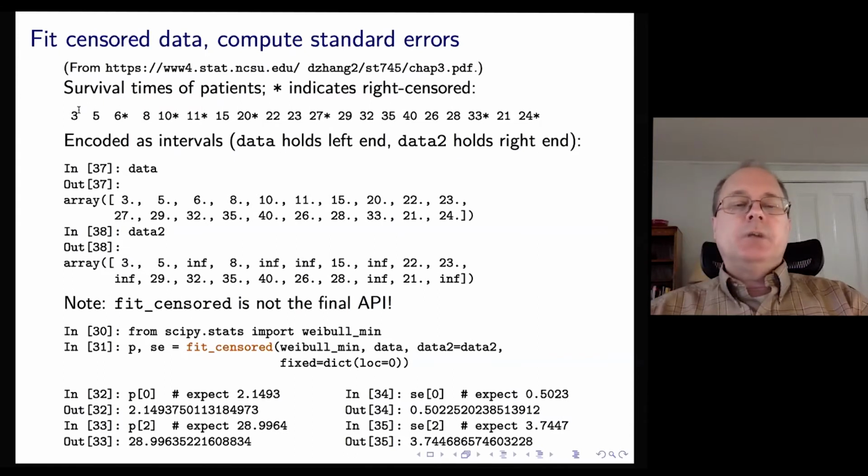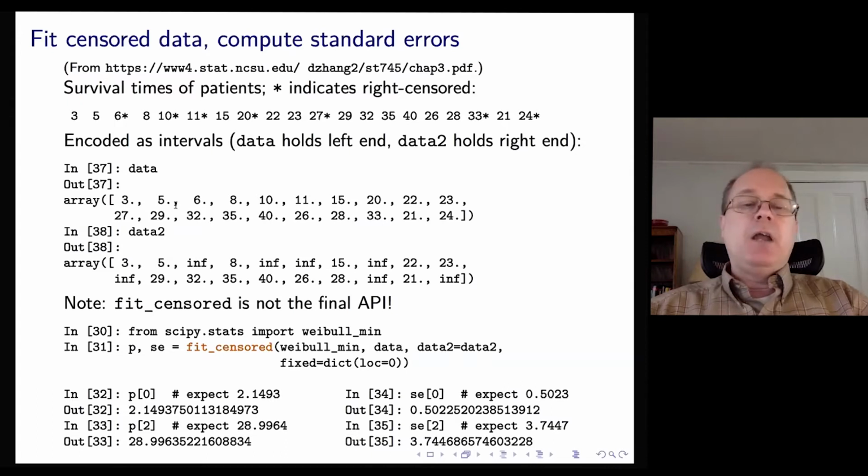My data is these numbers here, 3, 5, 6, 8, 10, and so on. The star means that number is simply a lower bound for the actual value. You don't know the actual value, it's a lower bound. That's called right censored data. And the way I've got my current API set up, when you have censored data, one way to implement that is to give it two arrays, one for the left end of your interval, one for the right end of your interval. And so for right censored, you can say the right interval is infinity. So here I have that.